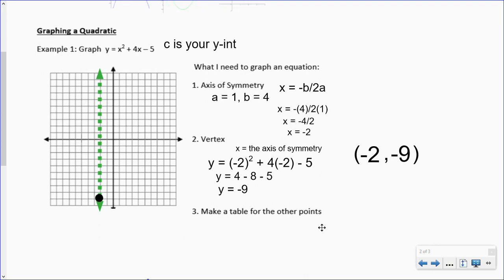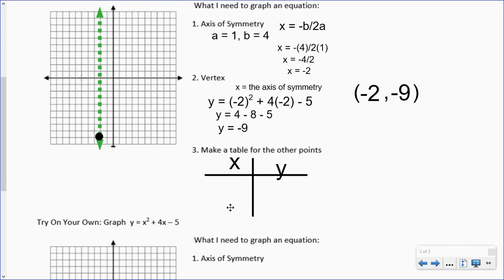So I'm going to make a table for some other points. So I just make some x's and y's. I'm going to pick some x's, and I'm going to pick x's that are on either side of this axis of symmetry.